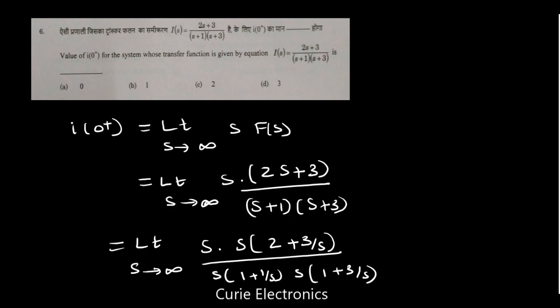Now we will cancel it. This s and this s cancel. This s and this s cancel. Now we are going to apply the limit here, limit s tends to infinity. That is 2 plus 3 upon infinity. 3 upon infinity means 0, so we will get 2. Now in the denominator, 1 plus 1 upon infinity. 1 upon infinity equals 0, so we will have 1, multiplied by again 1 plus 3 upon s equal to 1 because s is infinite. So again we will get 1. So what is the answer? We will get 2 as the answer.